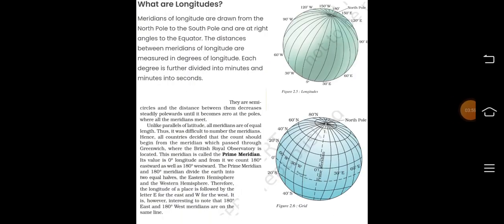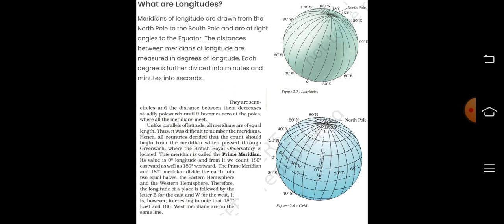Longitudes. Meridians of longitude are drawn from the North Pole to the South Pole and are at right angles to the equator. The distances between meridians of longitude are measured in degrees of longitude. Each degree is further divided into minutes and minutes into seconds.